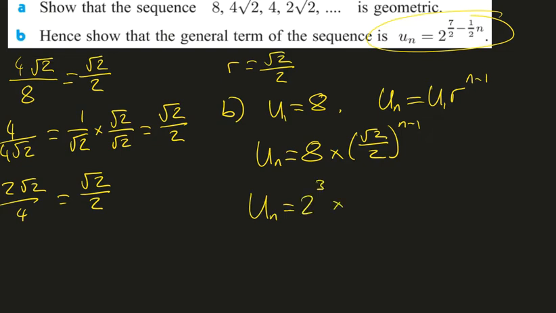Root 2 over 2, well, that's quite tricky. We can certainly work it out, though. Root 2 is 2 to the power of a half, and think of it as timesing by a half, right, as dividing by 2. So it's timesing by 2 to the minus 1, and that's all being raised to the power of n minus 1.